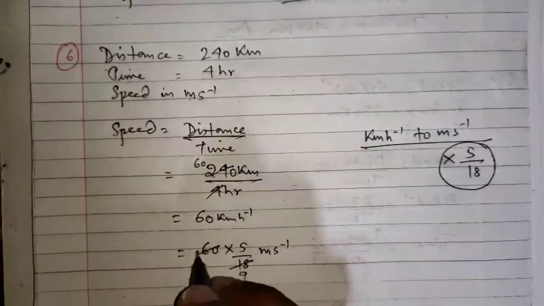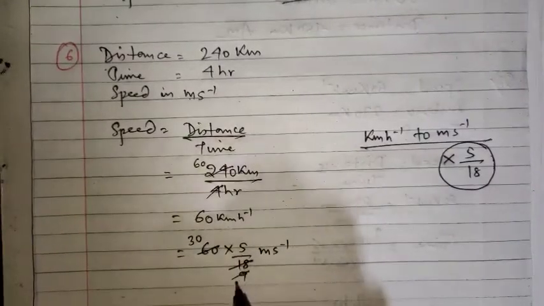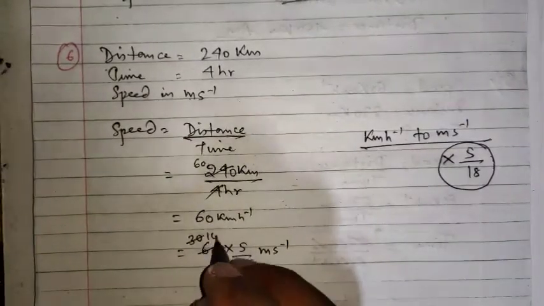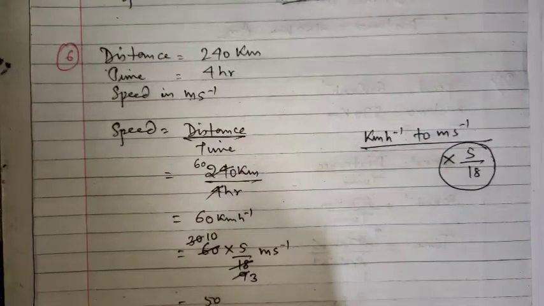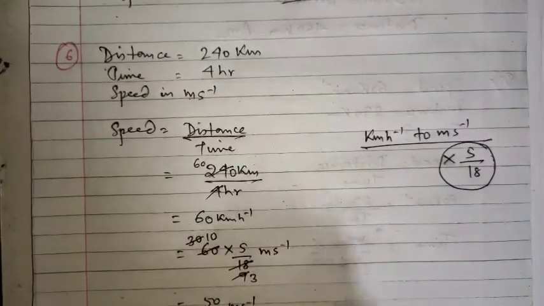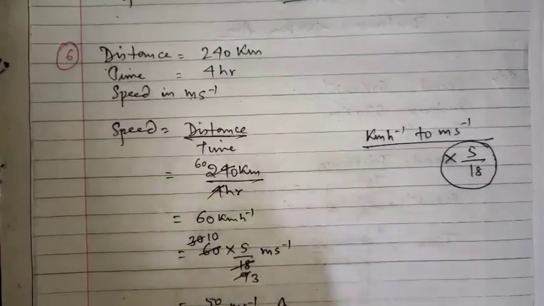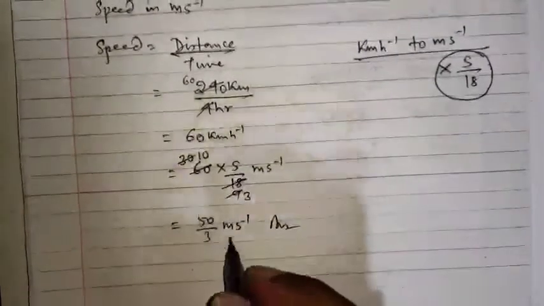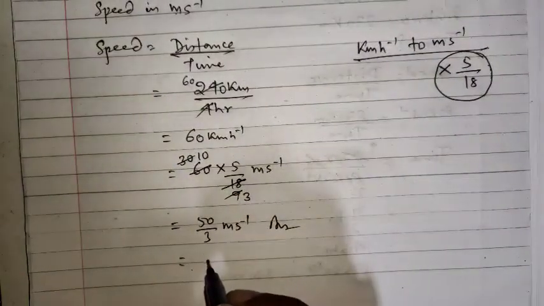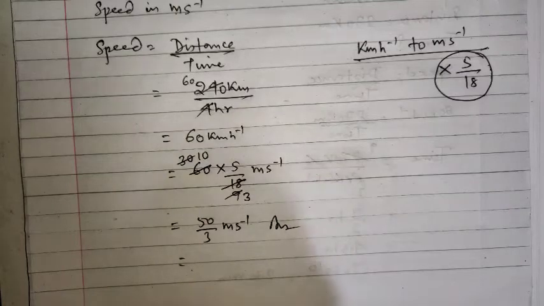2 nines are 18, 2 threes are 6, 0, 3 threes are 9, 3 tens are 30. It is 50 by 3 meter per second. This will be your answer. You can leave your answer here also, or if you want, you can convert it into a mixed fraction also. Hope that question number 6 is clear to you all.